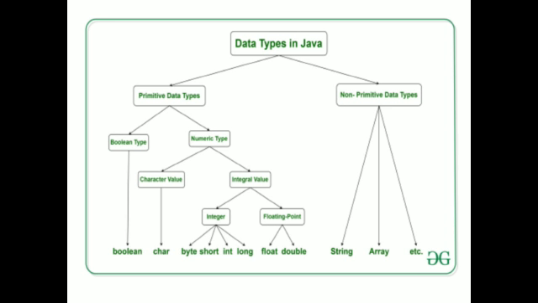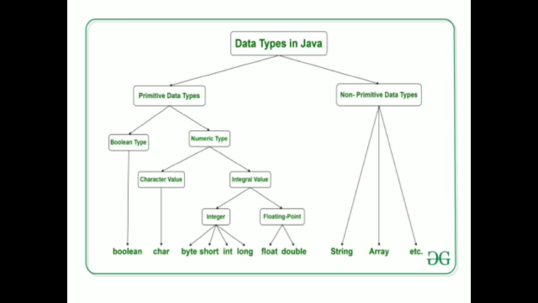A number which consists of a fraction is called a floating point number. And we classify the floating point data types into 2 types, that is the float and the double. The size of float is 4 bytes and double is 8 bytes. Float numbers are treated as single precision numbers, while double types represent double precision numbers.